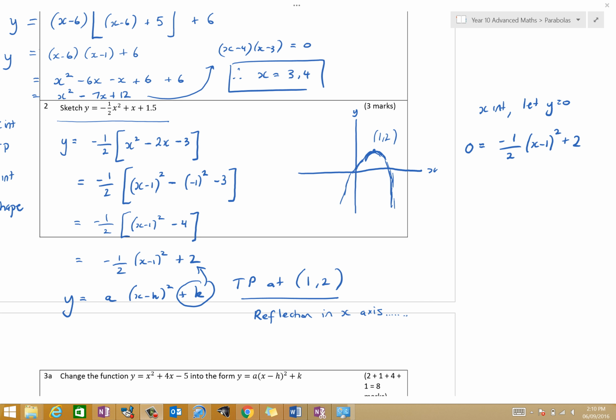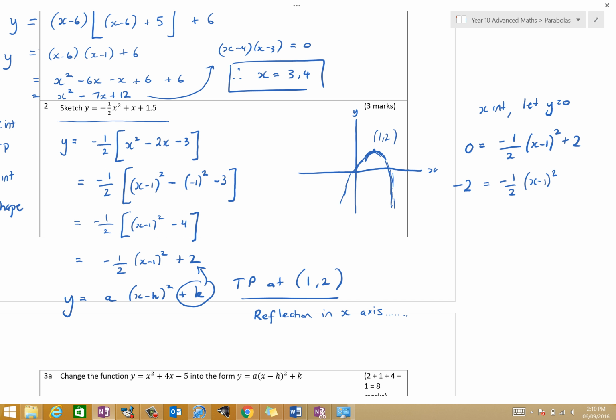So we now need to solve this equation. We're going to subtract 2 from both sides. So we've got negative 2 is equal to negative a half times (x minus 1) all squared. Now we're solving for x, so what are we going to do to both sides? Now we've got negative a half, that's the same as negative divided by negative 2 if you like.